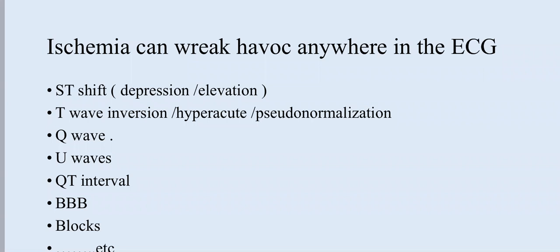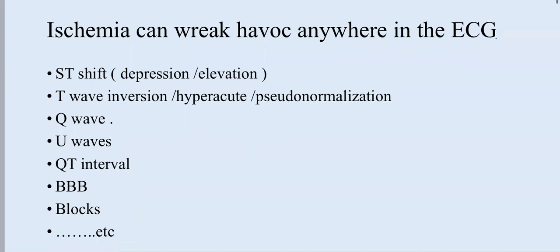This is called pseudo-normalization. This is again a sign of ischemia. Q waves, U waves when they get inverted, but this is hard to demonstrate. QT interval changes. You might have bundle branch block as a manifestation of ischemia. You can have different forms of blocks like what we are going to see, and others. So by and large, ischemia can lead to so many different manifestations in the ECG, affecting each and every part of the ECG.